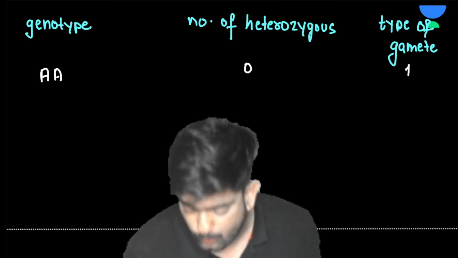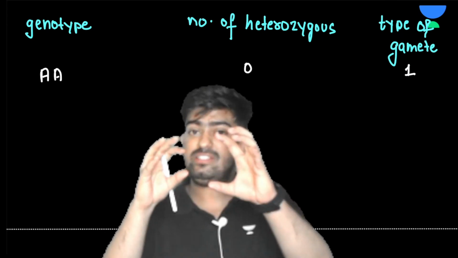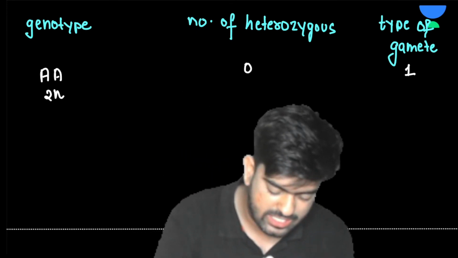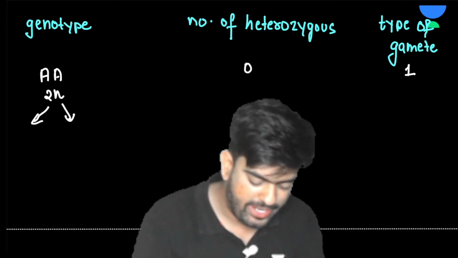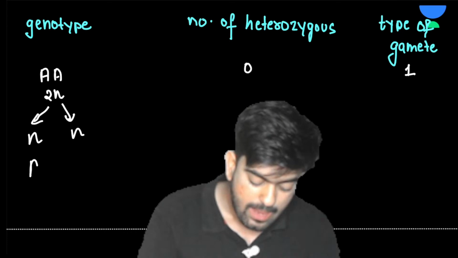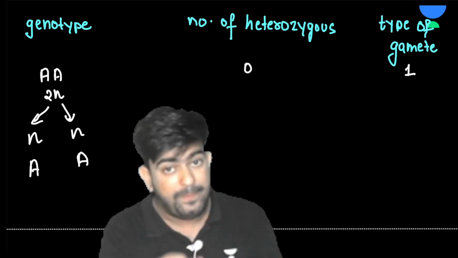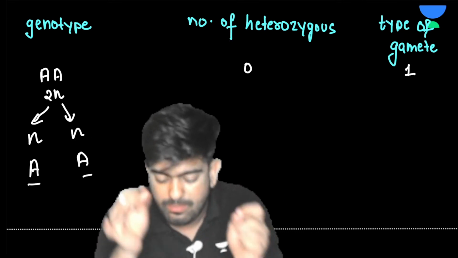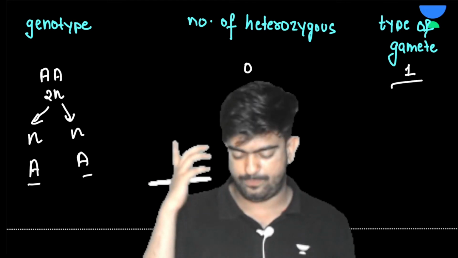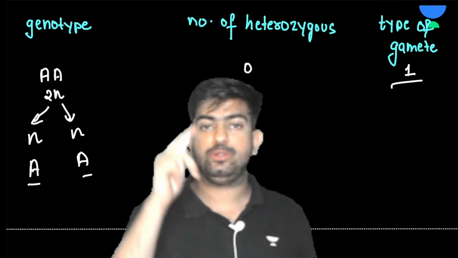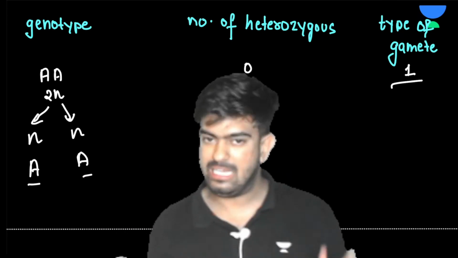Sir, there will be only one kind of gamete, because let's suppose this is a diploid body and this diploid body is making the gametes. One allele will go in one gamete and one allele will go in the other gamete. So in this case, both the gametes are going to have the capital A allele. That means both gametes are of the same type, so the type of gamete is only 1. Clear? Number of gametes will be 2, but the type of gametes will be 1. Clear? Okay, sir.